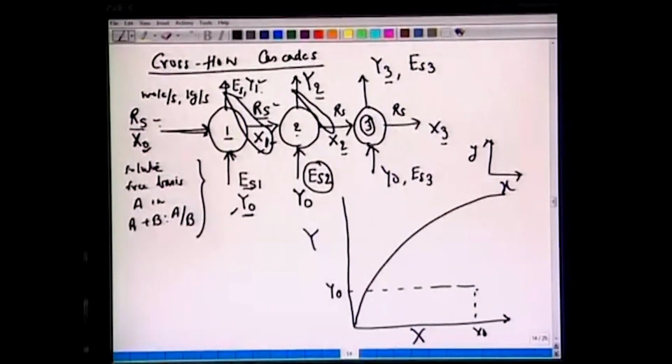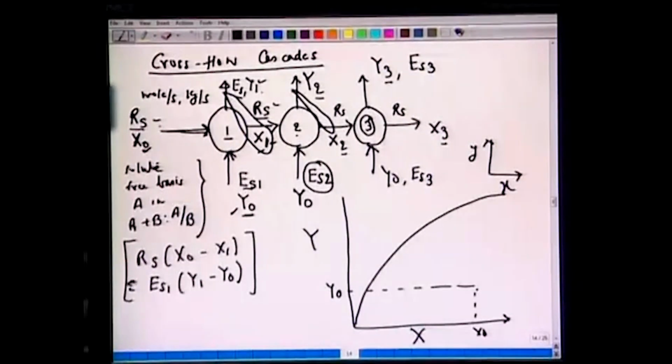Okay. Now, if we make a material balance on stage 1, it is very simple: Rs times (x0 minus x1) will be the same as Es1 times (y1 minus y0). Okay, which means for any stage, stage 1 and 2, we can also draw this operating curve. So, this is nothing but your material balance, or a species balance, which you have made on the transferring component, say A here, between the entering streams and the leaving streams. So, let us mark these points.